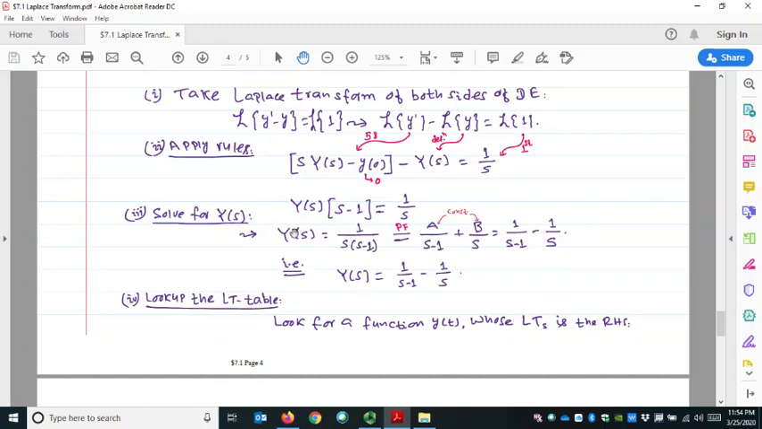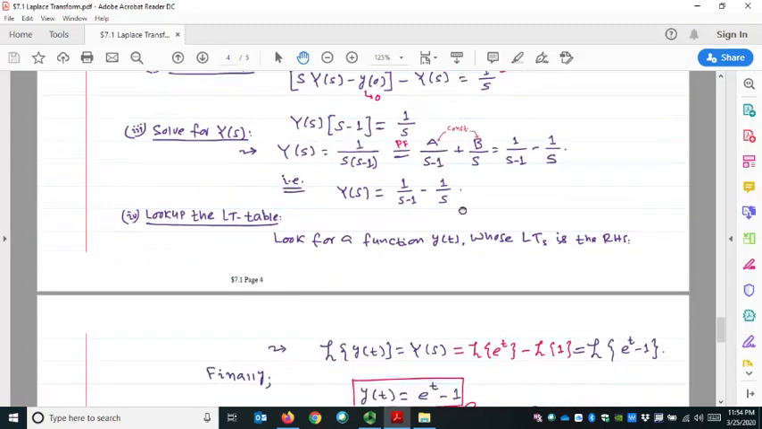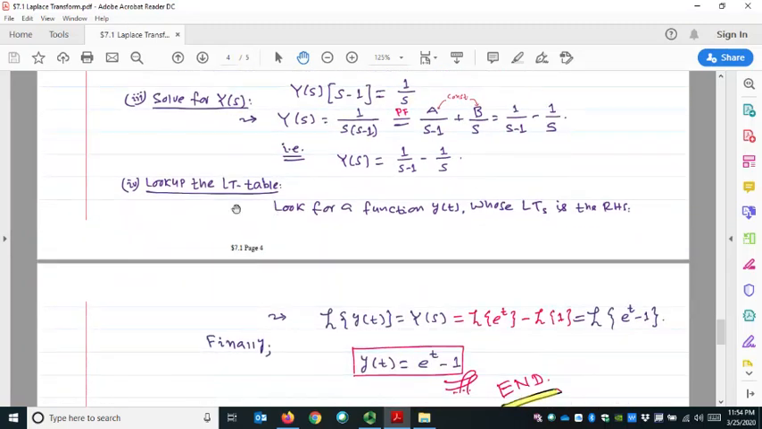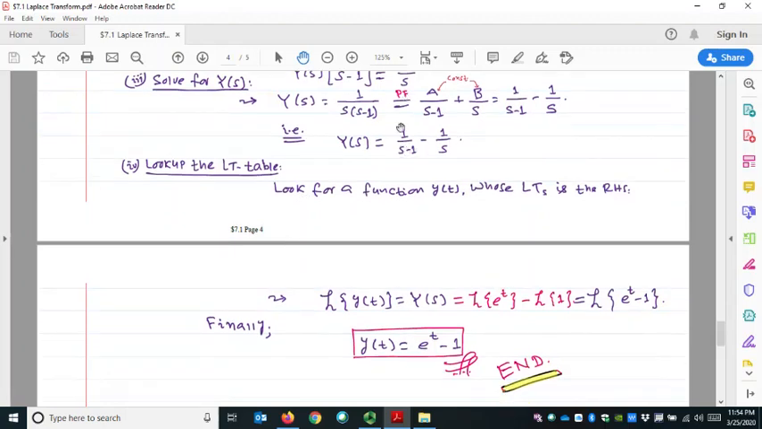So what do we have? We have capital Y of s equals, on my right side, 1 over (s minus 1) minus 1 over s. Then the fourth step says look up the Laplace transform table. So let's concentrate on the right side of this last equation. So look for a function y(t) whose Laplace transform is the right side.